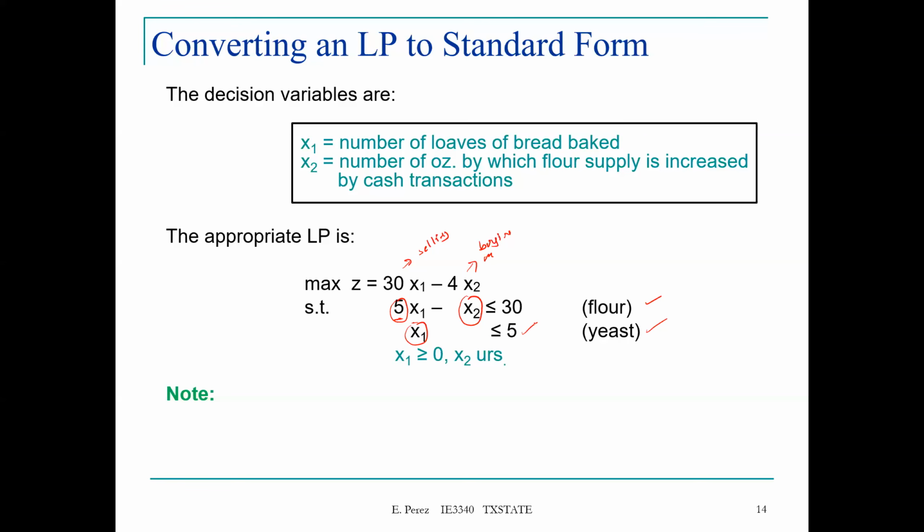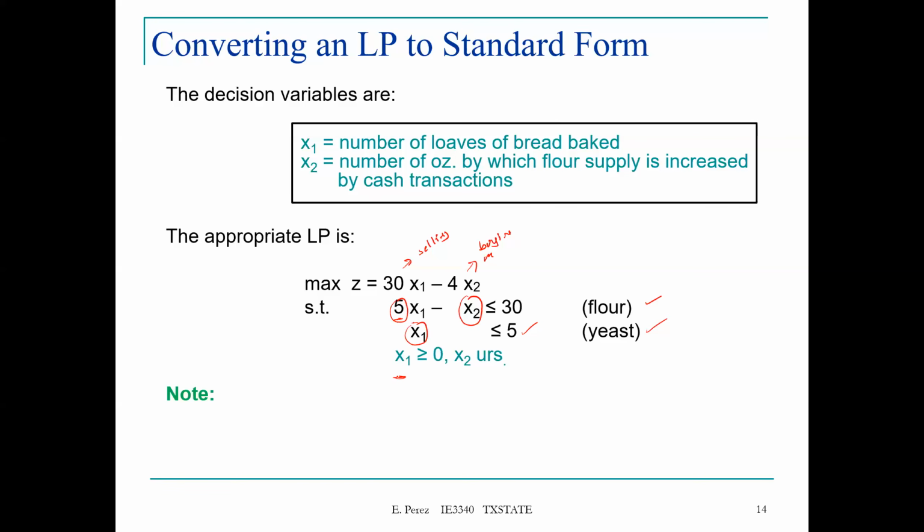So now, if you have that constraint, your decision is how many loaves of bread you're going to bake, and if the flour that you have is enough, and if you have some left, are you going to sell it? Or if you don't have enough to bake those 5, are you going to buy more? So those are the decisions.